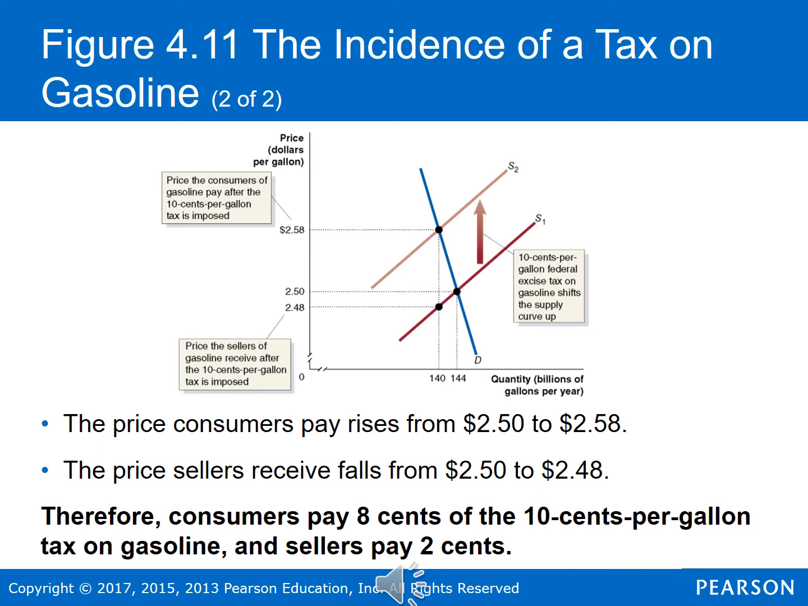Now at that quantity, firms are going to receive $2.48. So where that quantity traded crosses the original supply curve. And that's going to be 10 cents less than the new higher price, $2.58, that consumers are paying.